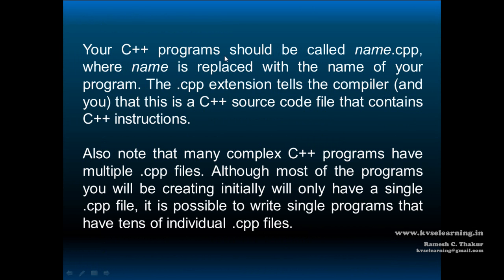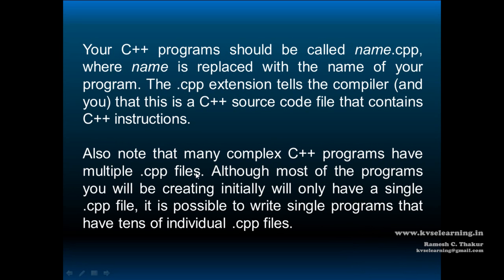Your C++ program should be called name.cpp, where name is replaced with the name of your program. The .cpp extension tells the compiler, and basically you, that this is a C++ source code file that contains C++ instructions. Also note that many complex C++ programs have multiple .cpp files.